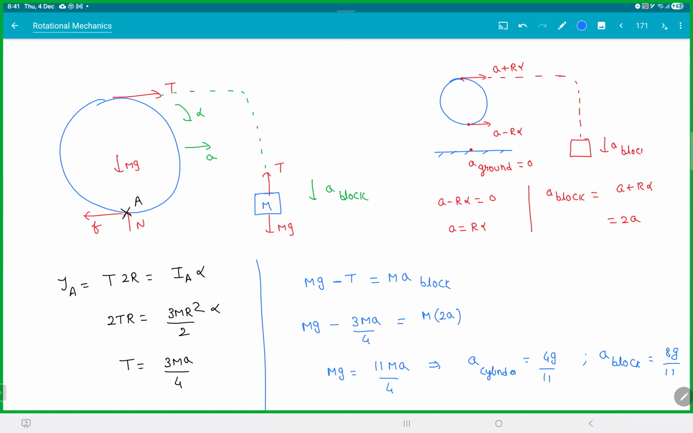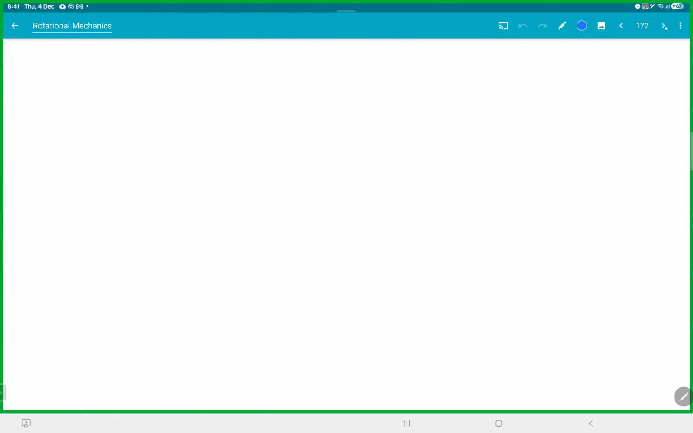Yeah. Next thing. That's a little about rotation and rolling motion. The next thing is rotational kinetic energy. So when a body is rotating, it does possess energy. So how do we calculate that?